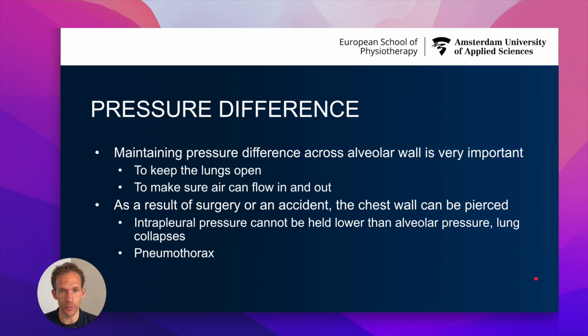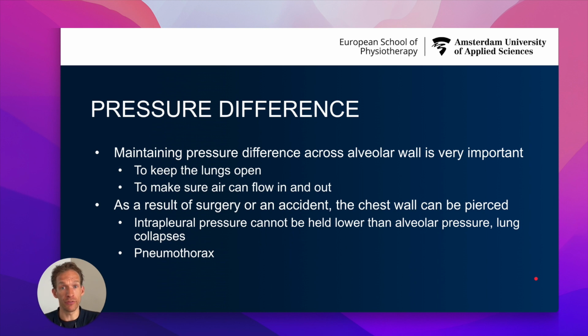So I mentioned the word already before, pressure. That is what most of the ventilation is based on. To have a pressure difference between the alveolar wall and the chest, that will allow the lungs to remain open. And because of this negative pressure between the two pleura, we can have the lungs expand and recoil together with the chest. But there's one important example of an injury where you can see that this whole physiological process is lost.